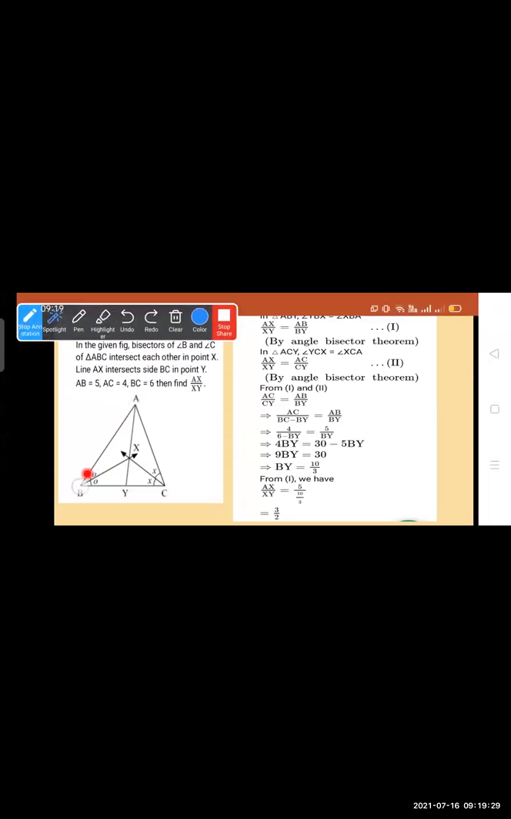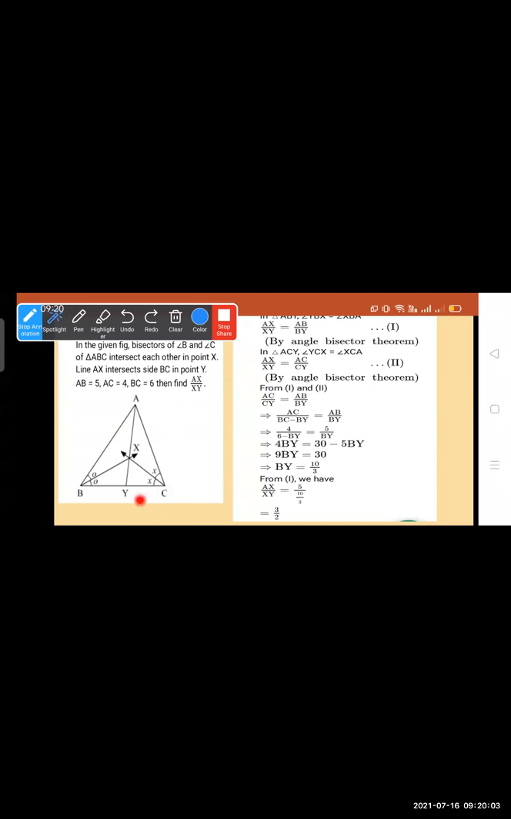Okay. So in this question, if you consider triangle ABY, in this BX is the bisector. So here you write AX by XY is equal to AB by BY. Again, it is from the angle bisector theorem. So AX by XY is equal to AB by BY. Clear? Now, again, we consider same as the previous question. In triangle ACY, CX is the angle bisector. Apply AX by XY is equal to AC by CY.